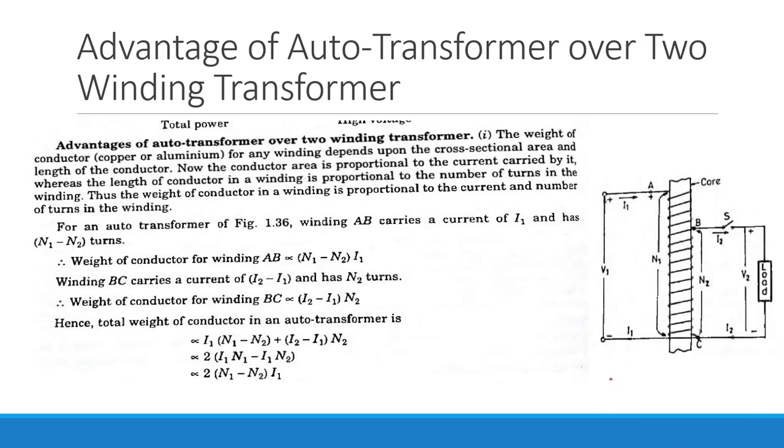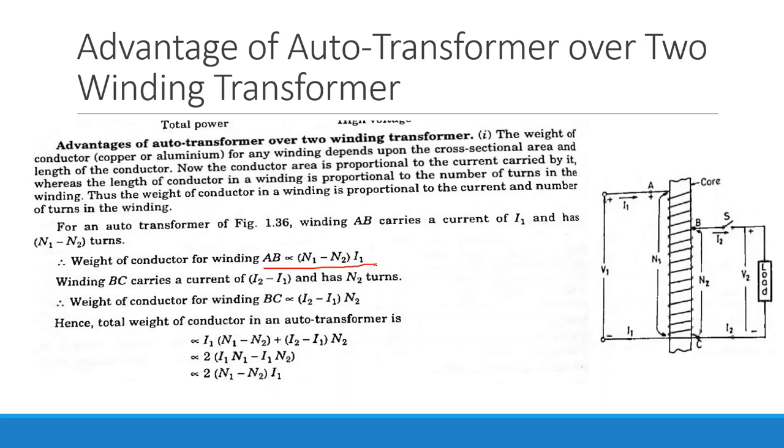So for this circuit, we can write the winding AB. Basically, there are two windings we are considering. So winding AB, which is carrying current I1, has N1 minus N2 turns. So the weight of conductor for this winding AB is proportional to N1 minus N2 into I1. I think there is no doubt.